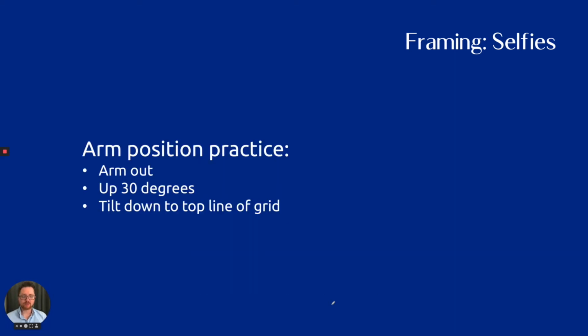To practice this position and using the grid, pick up your phone, hold it far out, lift your arm up about 30 degrees. Doesn't have to be exact, but just lift it up a little bit, maybe 6 inches, maybe 8 inches. And then tilt your phone slightly downwards until that top line of the grid lines up directly with your eyes. Take a photo. Then do what most people normally do and move your face into the middle of the grid and then take another photo.